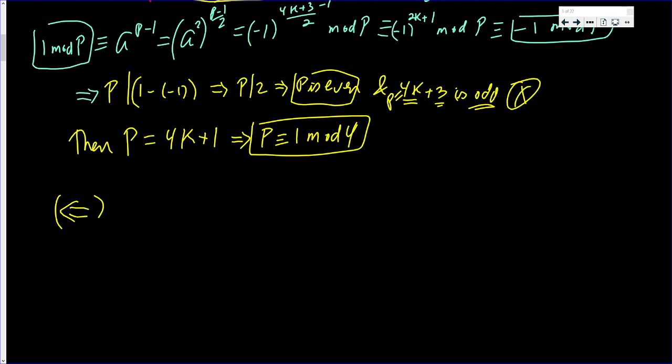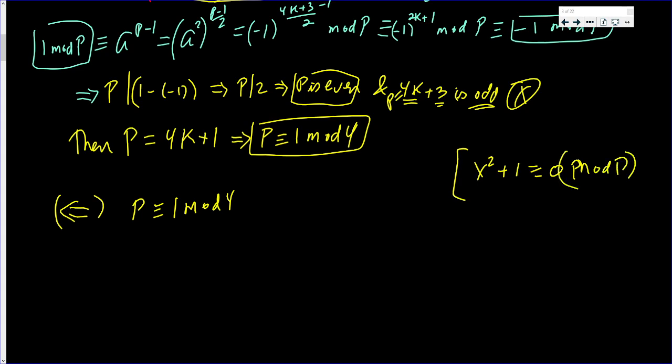Now we get to assume that p is congruent to 1 mod 4, and we want to show that x squared plus 1 is congruent to 0 mod p. Let's just have that up here. So we have it congruent to 0 mod p. That's what we would just love to show.